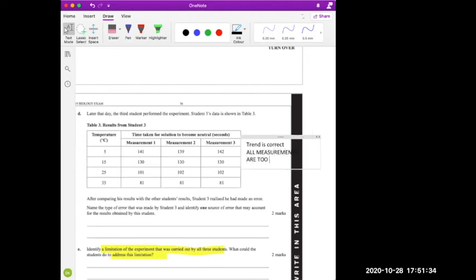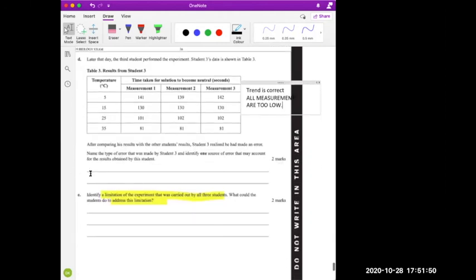are too low, right? So that shows you that it's sort of systematic. It's not like for measurement 2 of 15 degrees, he accidentally did this, or he accidentally did this for a one-off. Every single thing is wrong. So that's telling you that there's probably something wrong with the equipment that he's using. This is called a systematic error.